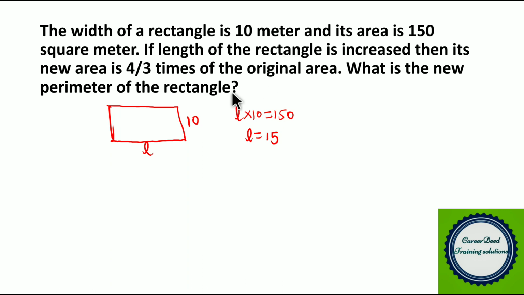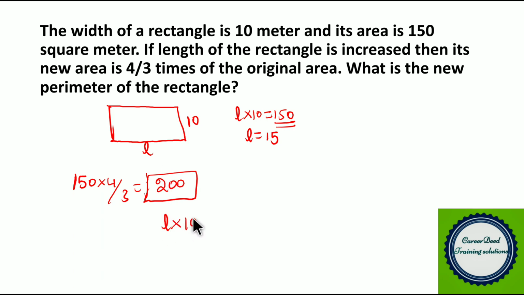Now if length of the rectangle is increased, then new area will be 4 by 3 times of the original area. Now the actual area is 150. So if you increase to 4 by 3 of this actual area, how much do we get? So 4 by 3 of 150 is nothing but 200. You haven't touched the width, but you are increasing only length. So length into 10 is equivalent to 200. So the new length will be equal to 20.